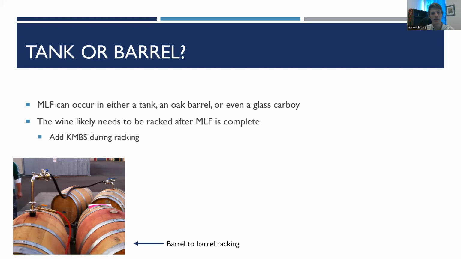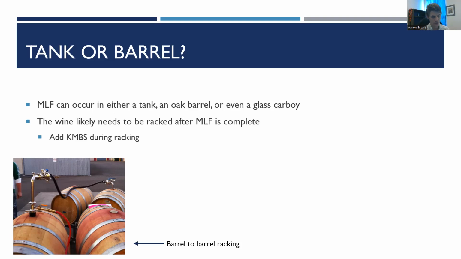But again, the wine will likely need to be racked after ML completion. If you go straight from fermentation to barrel and then you induce MLF, you're going to get a lot of lees. So just make sure you rack after. And then once MLF is complete, I do recommend adding KMBS. So after your alcoholic fermentation is complete, and then after your malolactic fermentation is complete, there's no reason to take anything else through a microbial churn. So add KMBS after completion.